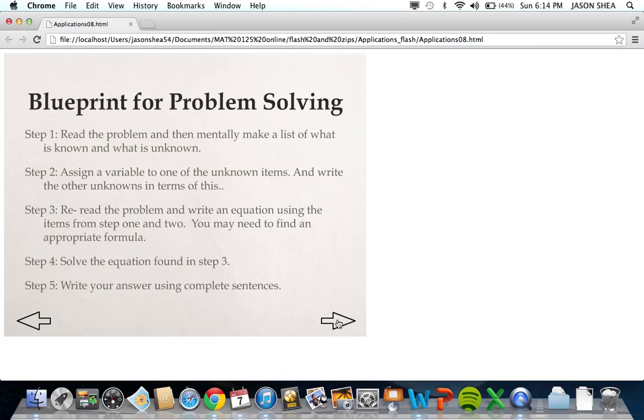Step 1. Read the problem and mentally make a list of what is known and what is unknown. Please mentally make a list of what's known and what's unknown, because if you write it down, you're pretty much going to be writing the problem down again.